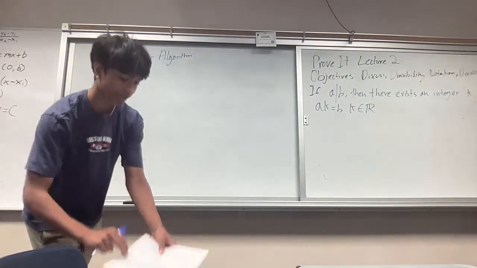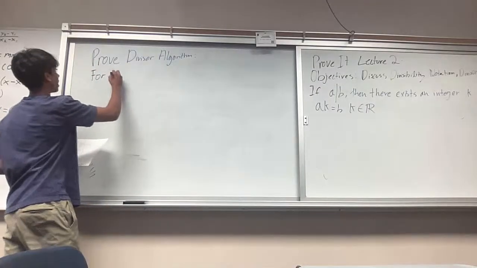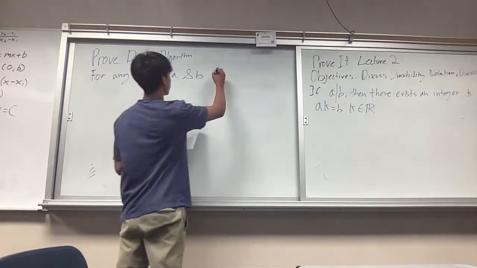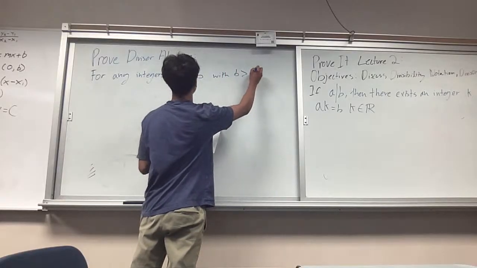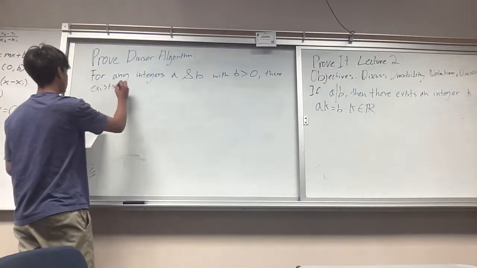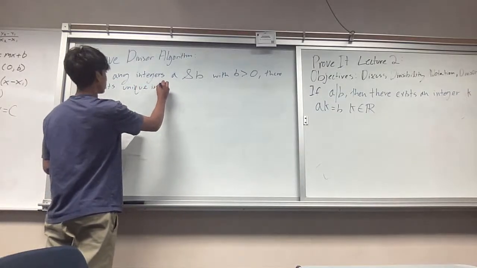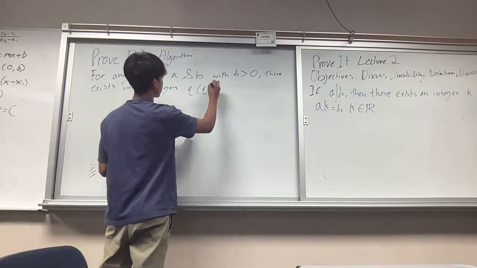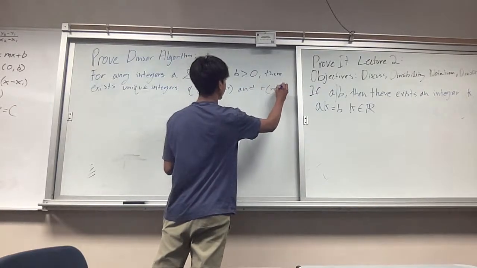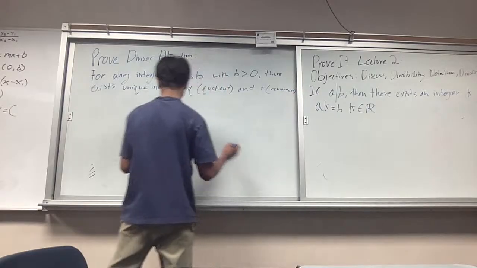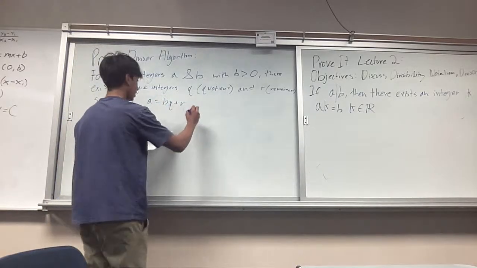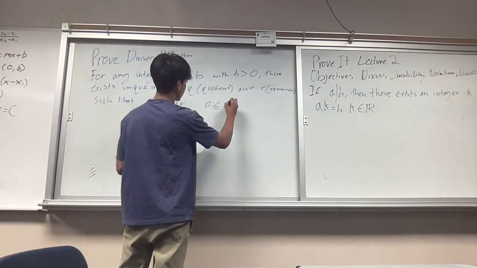Okay, so the division algorithm states: for any integers A and B with B positive, there exist unique integers Q, which is the quotient, and R, which is the remainder, such that A equals BQ plus R, and R is an integer with 0 ≤ R < B.